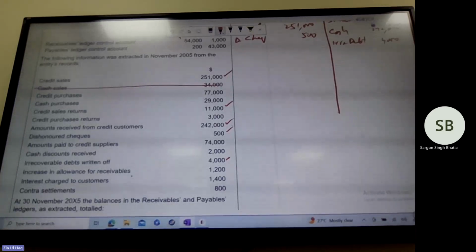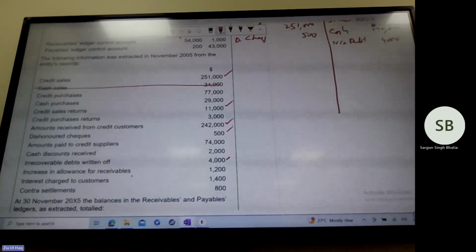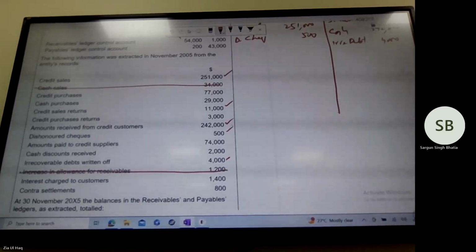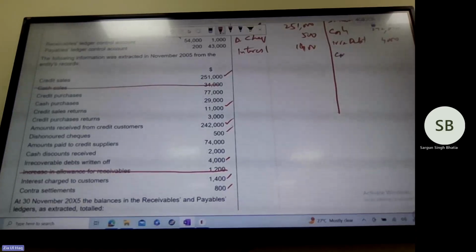Increase in allowance for receivable. Do we need to record allowance for receivable in the receivable ledger? I don't think so. No, we record the entry for irrecoverable debt as debit allowance for receivable, credit. So this will not come in this ledger. Irrelevant. Interest charged to customer 1,400, so interest charged comes here. Yes, sir. And contra settlement of 800. So contra here, because the receivable becomes credit and payable becomes debit.